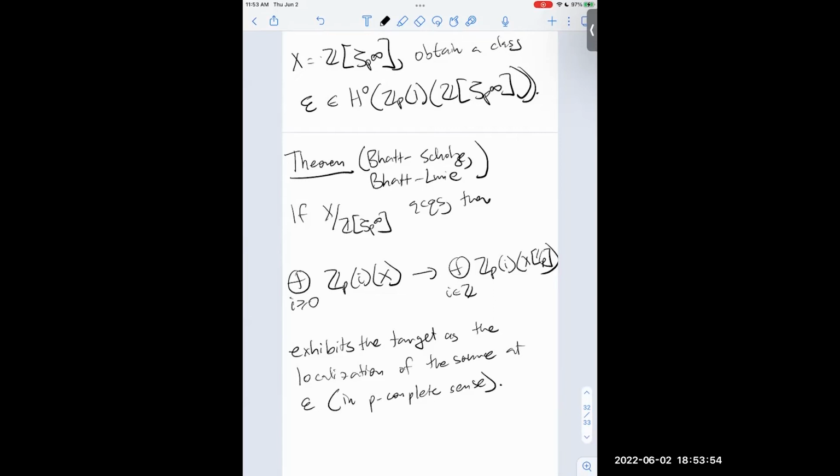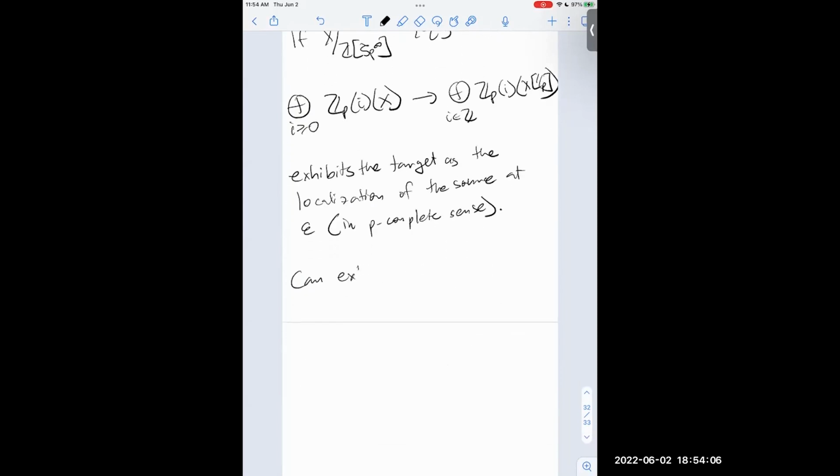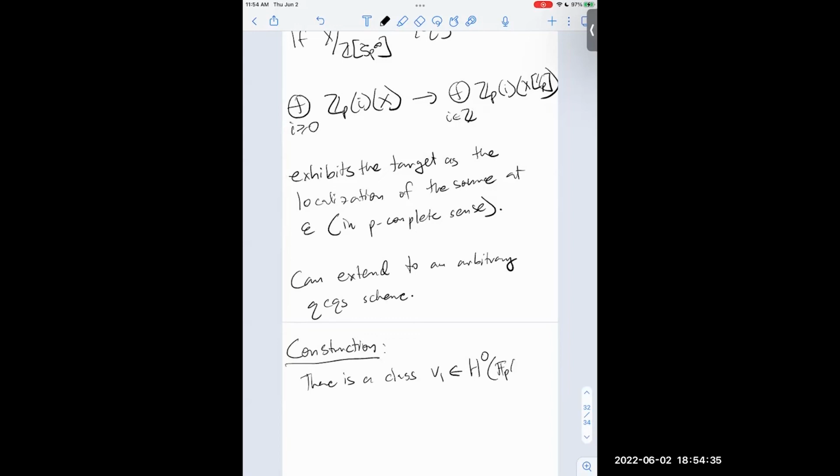I guess in our article we also extend this slightly to the case where X is an arbitrary QCQS scheme. And yeah, so essentially it's based on the following construction. There is a class, we call it v_1, in the syntomic homology of Z with weight p-1.